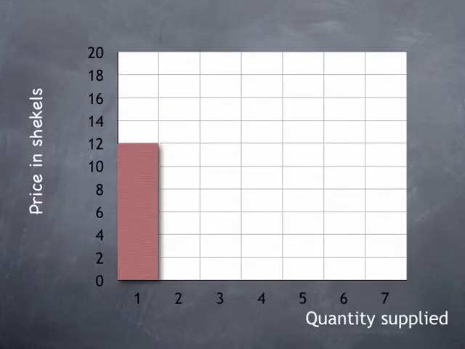Now, let's look at this trade from the stallholder's point of view. The stallholder paid 12 shekels for the beard, presumably from a false beard wholesaler. This means that when he sells the first beard at 16 shekels, he's making 4 shekels more than it cost him.